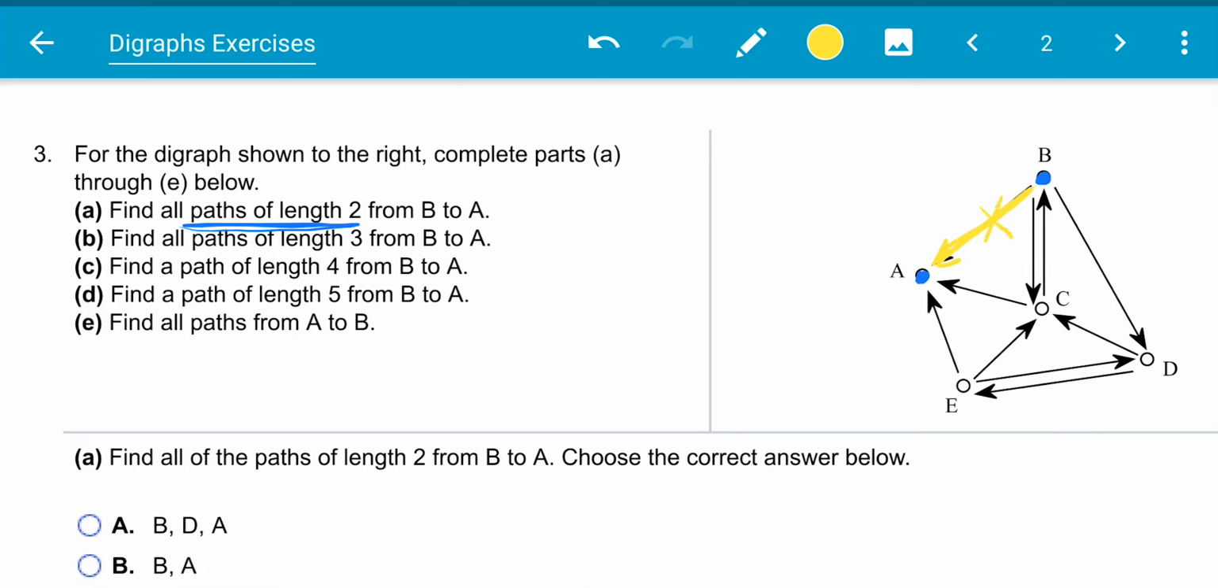So now we need 2 arcs. What happens if we go from B to D? Well, if we go B to D, that's number 1. Now we need 1 more arc to get from D to A, and there's not an arc directly from D to A. So we can't go down that one either. So the only one we could go down is B to C, and then we're at C, we need to get to A in 1 arc, so we go B, C, A.